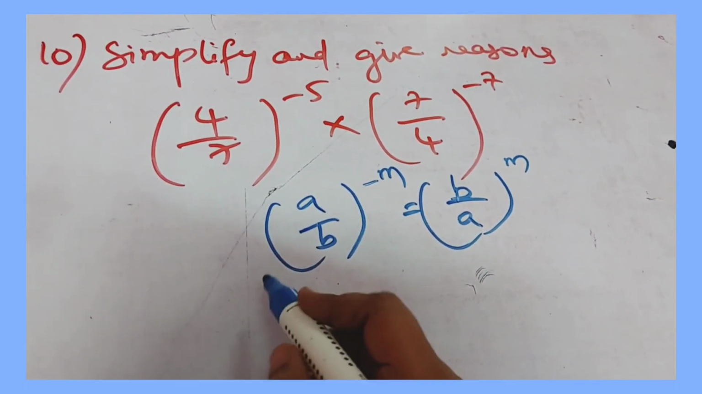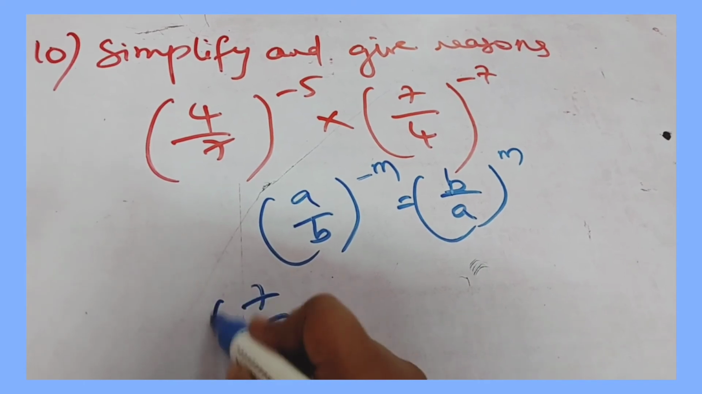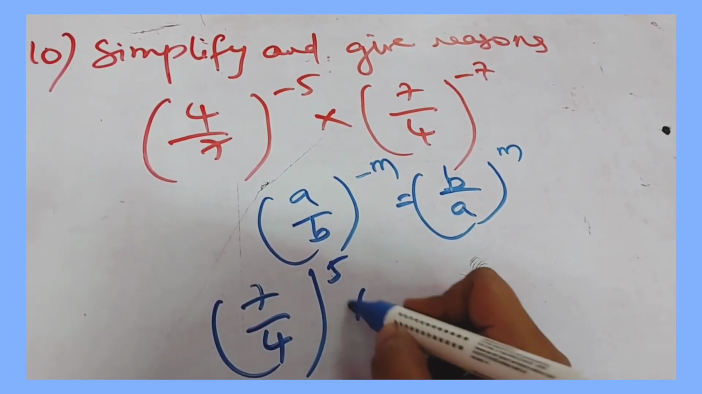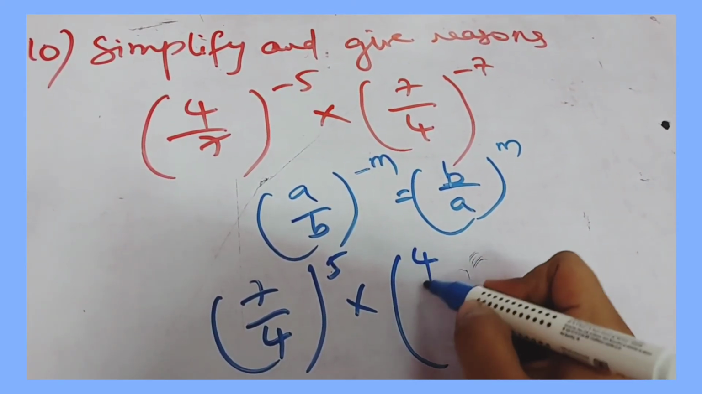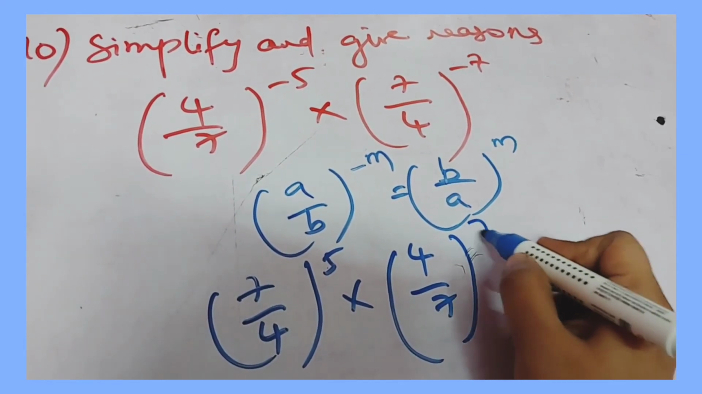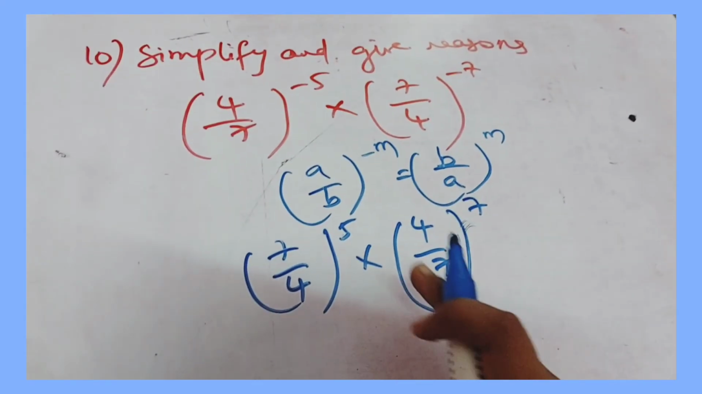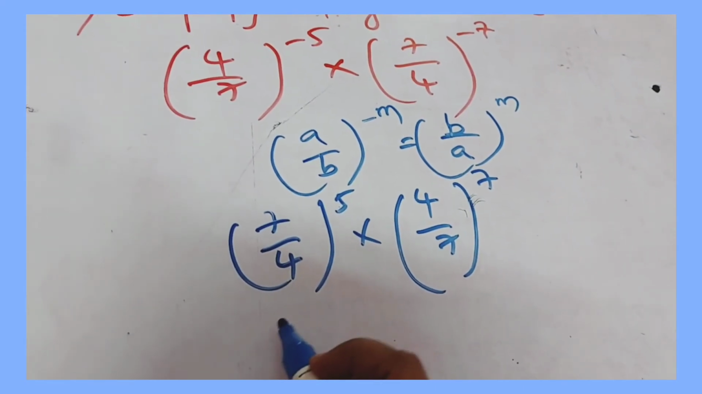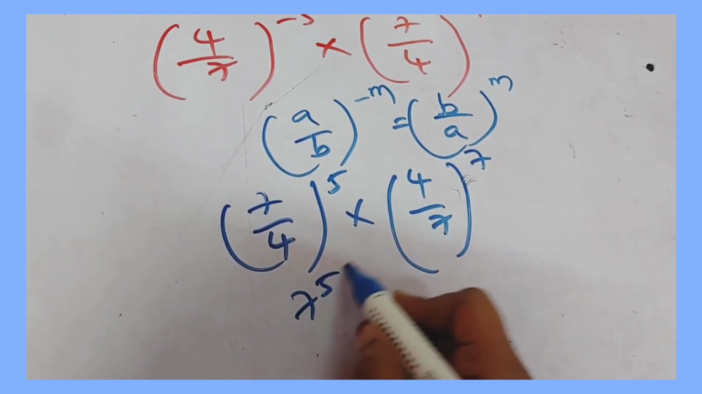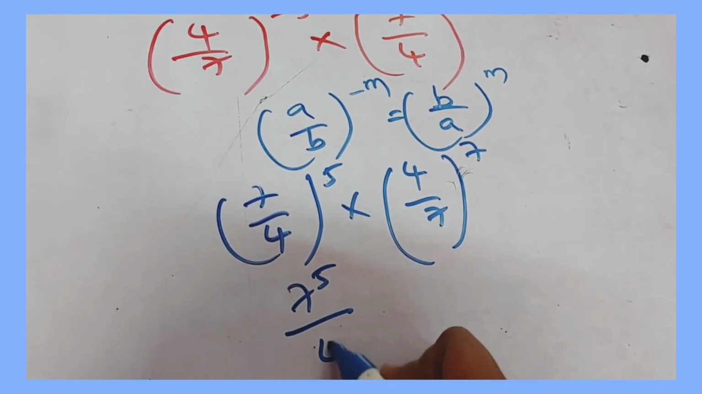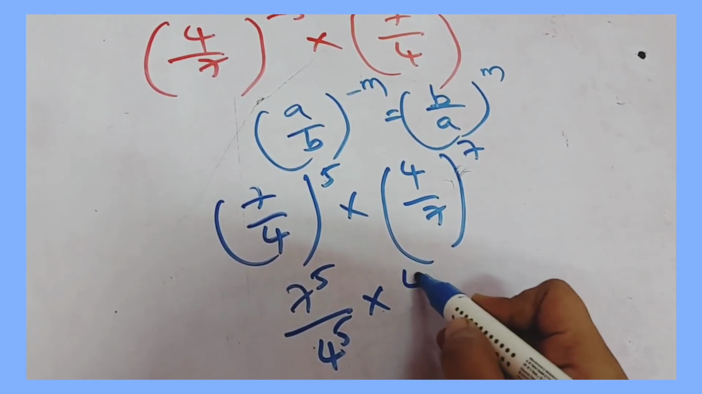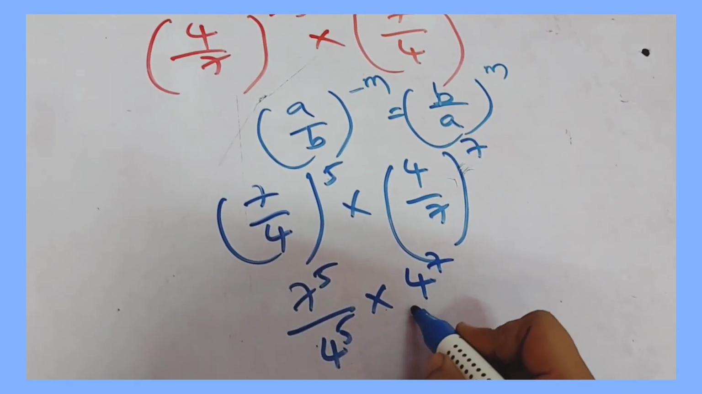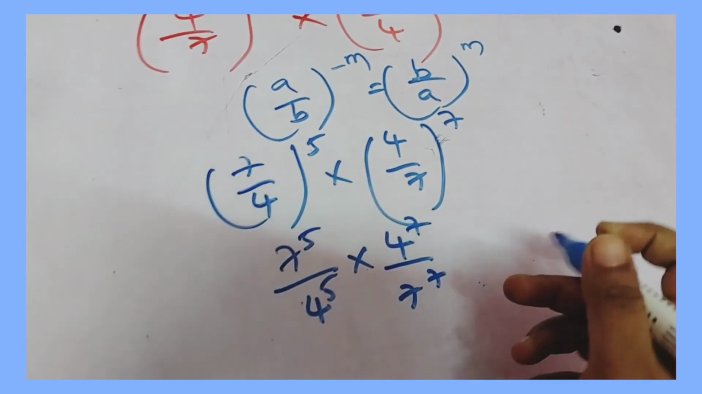So what is a by b? Here 4 by 7 is there. You have to take it as 7 by 4 whole to the power of 5 into 4 by 7 whole to the power of 7. We are removing this minus. So now 7 power 5 by 4 power 5 into 4 power 7 by 7 power 7.